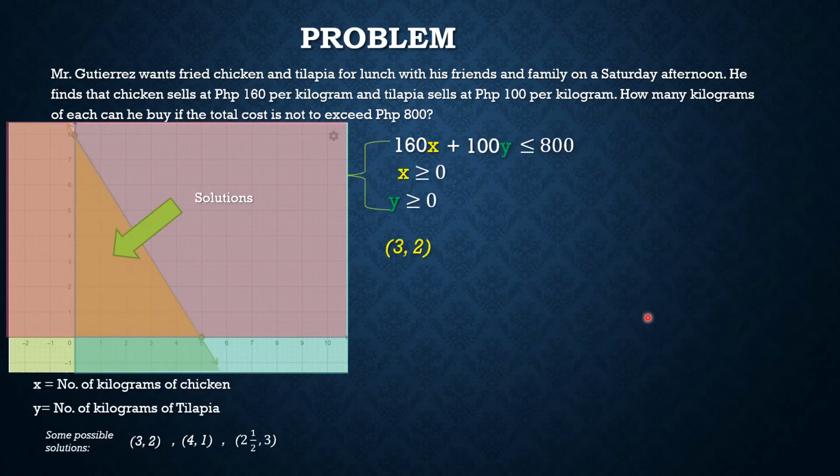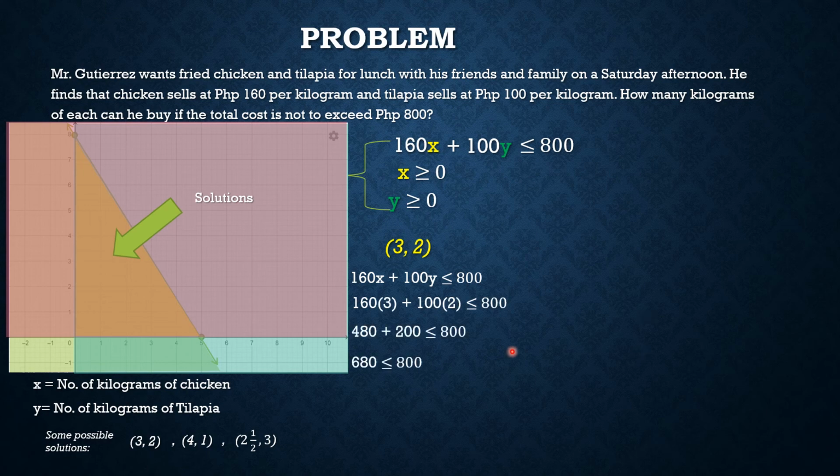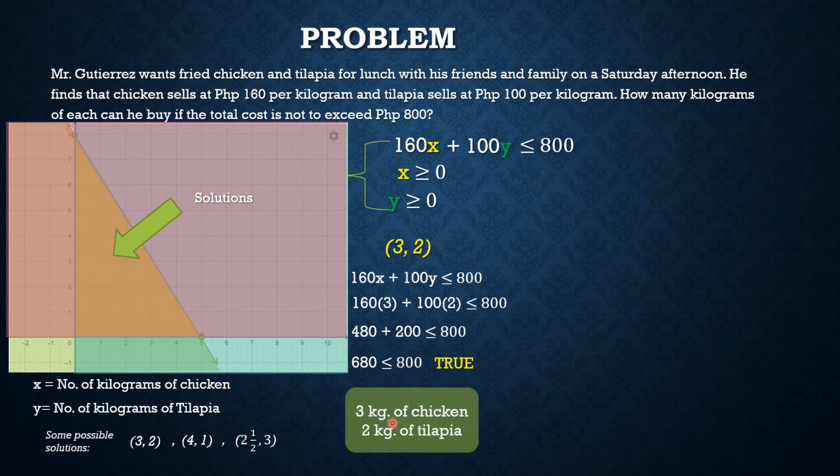So, since nag-name tayo ng mga possible solutions natin like 3, 2, palit natin sa ating linear inequality. Makikita naman natin dito that here we have 680 is less than or equal to 800, which satisfies the inequality, and this makes the statement true. And therefore, we can say that Mr. Gutierrez can buy 3 kilos of chicken and 2 kilos of tilapia. So, kung 3 kilo ng chicken, 3 times 160, 480 yon. And then, 2 kilos of tilapia, 2 times 100, 200 yon. So, 480 plus 200 is 680. At pasok pa rin sa budget niya na 800. So, pwede ito yung combination na bilhin niya.